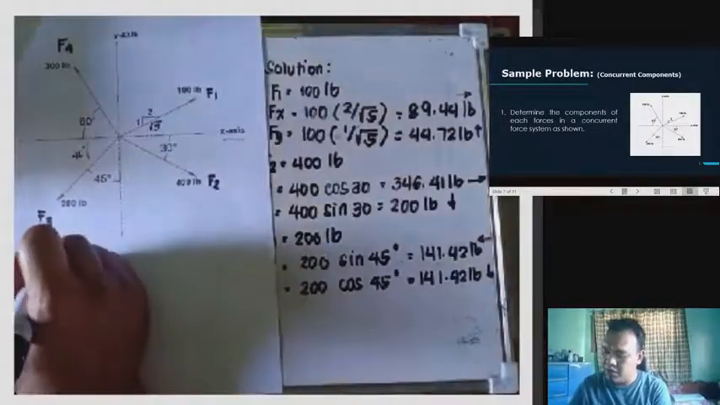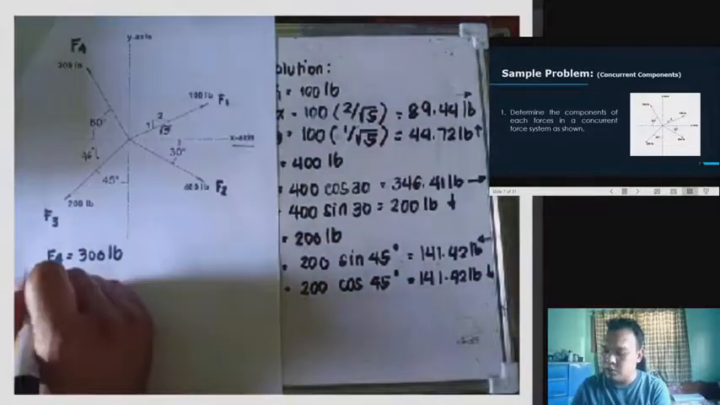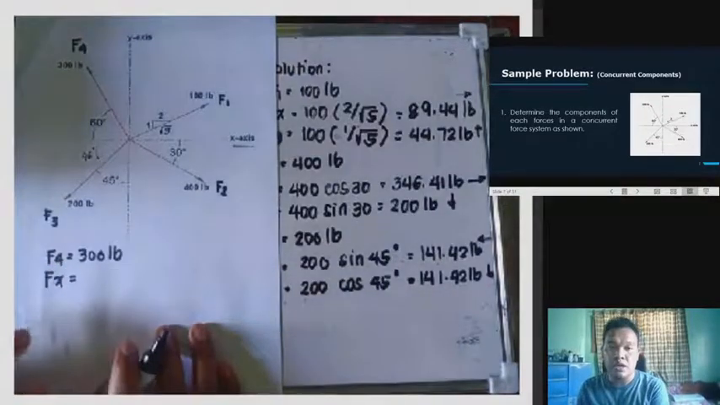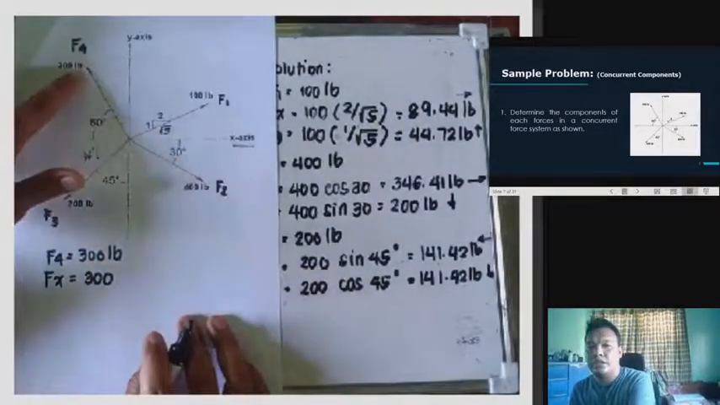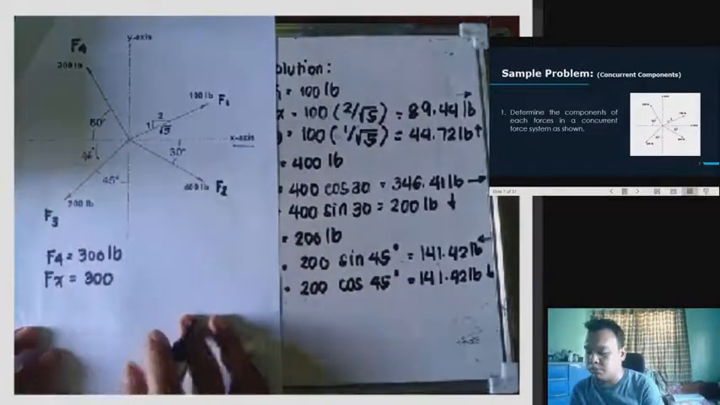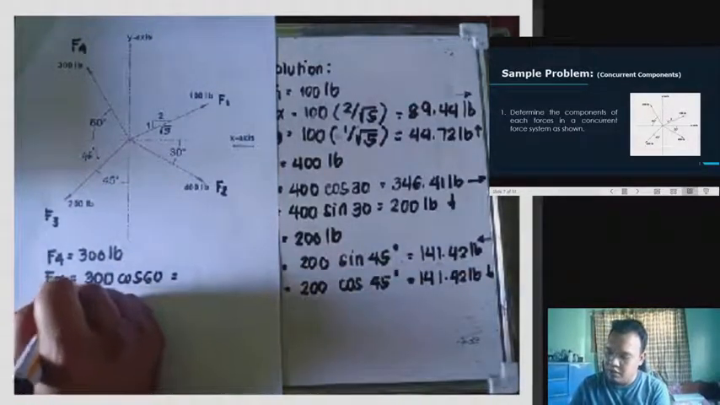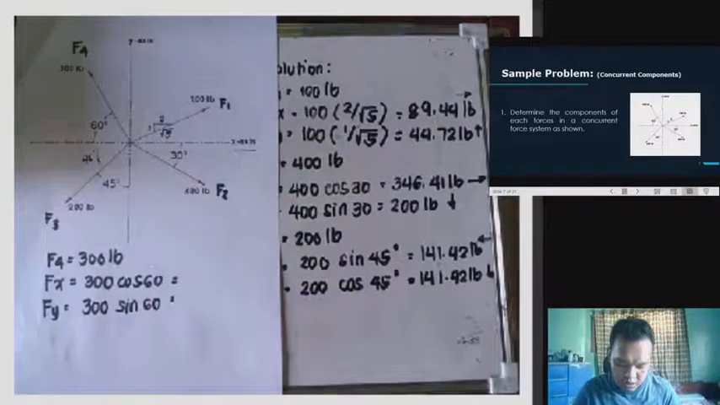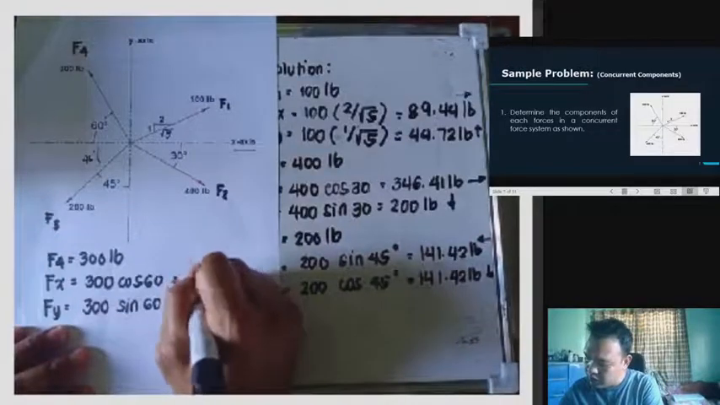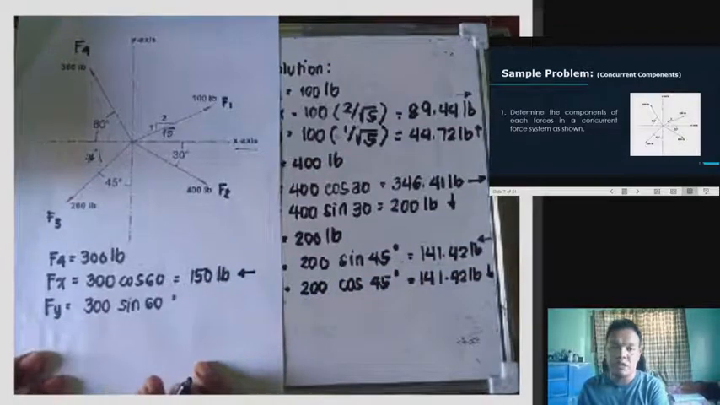We have here F4, which is equivalent to 300 pounds. So, we have here Fx of F4 equivalent to 300. So, this is 300, and this is what we are getting. So, it's cosine. Cosine 60 equals Fx, and Fy is equivalent to 300 sine 60. So, let's compute. 300 cosine 60 is equivalent to 150 pounds. Fx of F4 is going to the left.